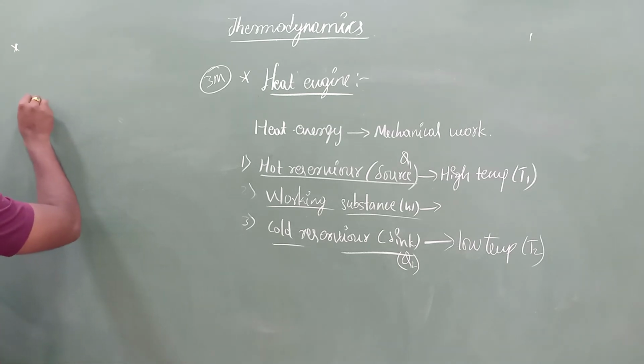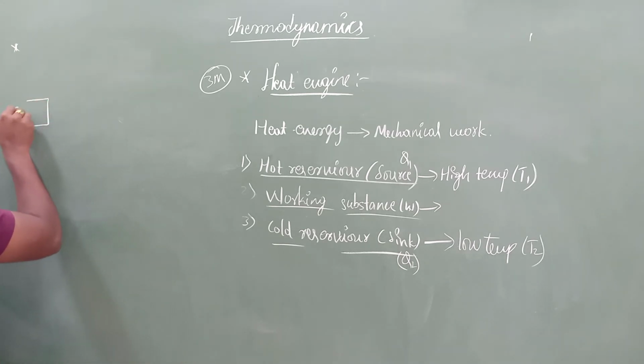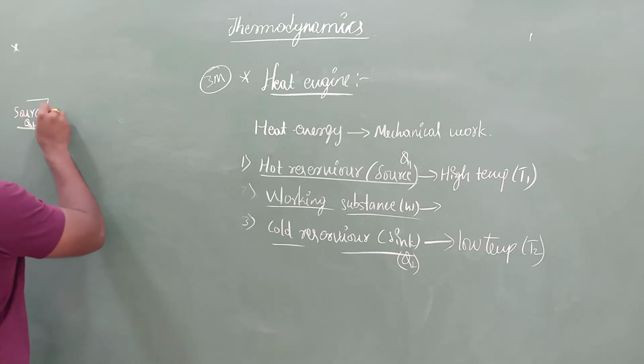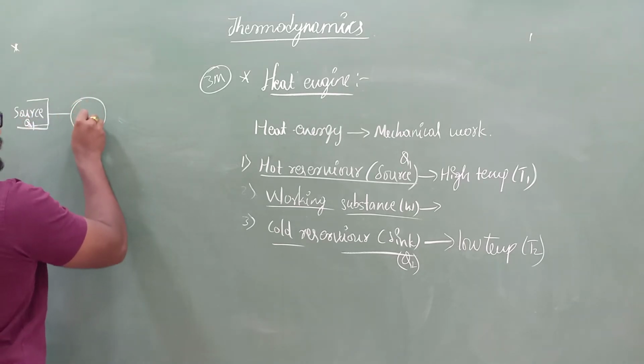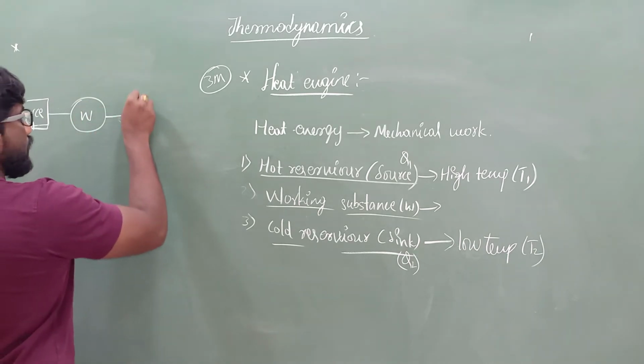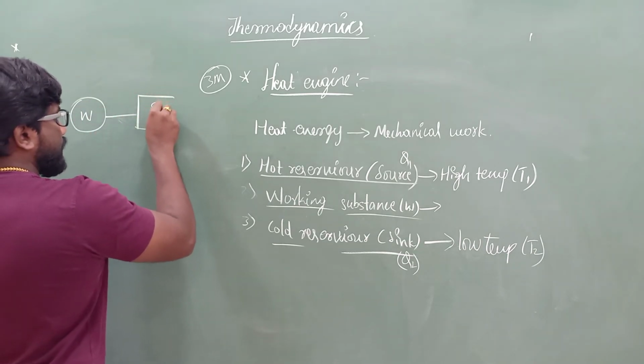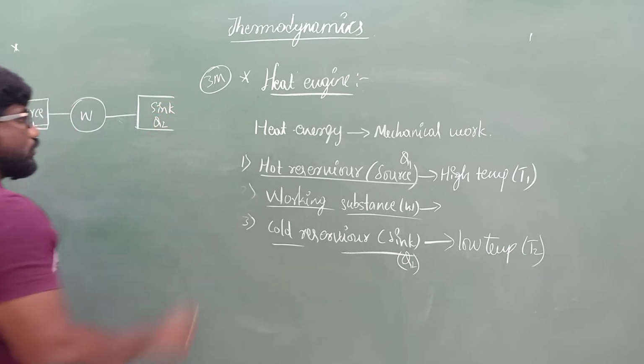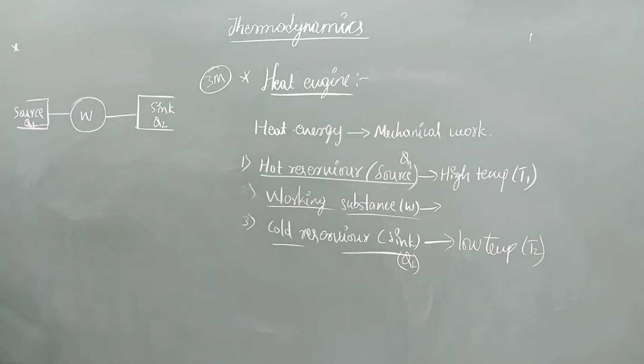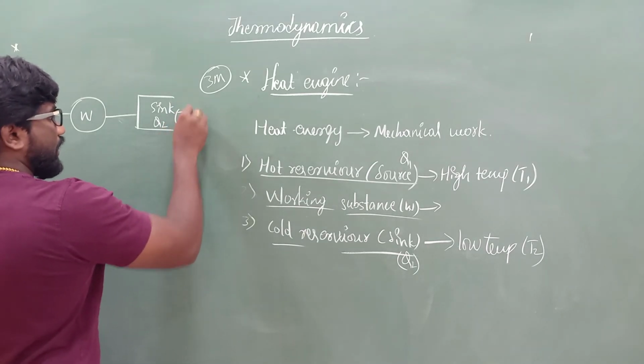See, now we have a source here. The amount of heat in this case will be taken as Q1. Next, the working substance, I'll take it as W. And the third one is the sink. The amount of heat there will be Q2. What is the temperature in the case of the source? It is T1. It is maintained at a very high temperature. And the sink is maintained at a very low temperature, which will be taken as T2.